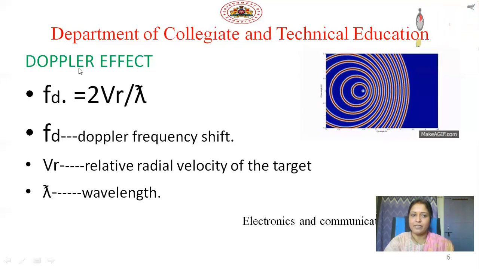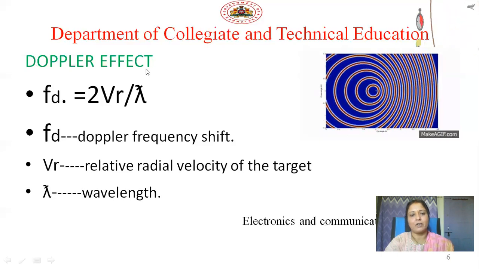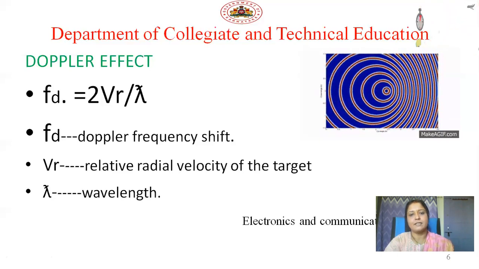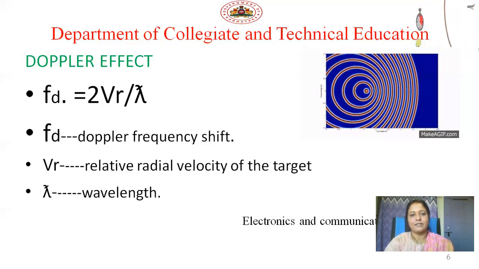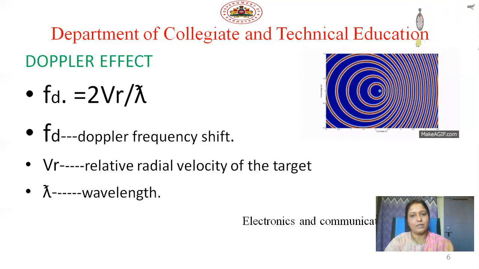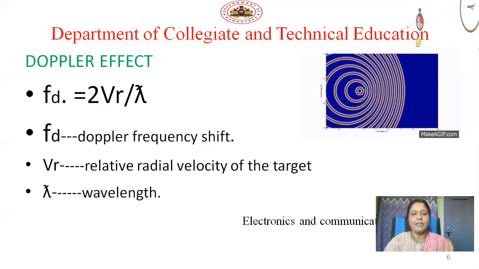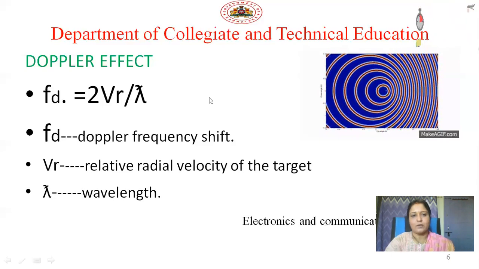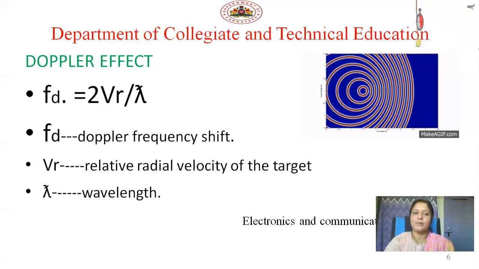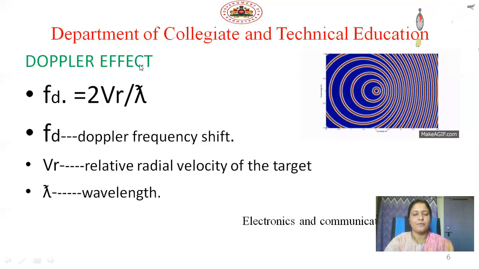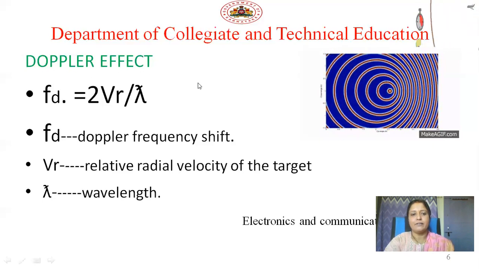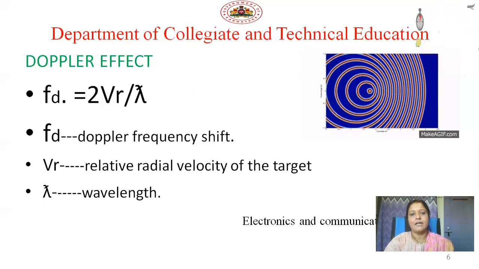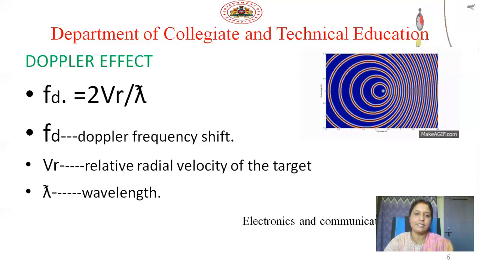Therefore, this Doppler effect is used to find the radial velocity. In the FM continuous wave radar, the distance also we can find out, and also whether the target is moving or not. But for plotting purposes, this Doppler shift is not used, only for finding velocity, distance, and whether the target is moving or stationary.